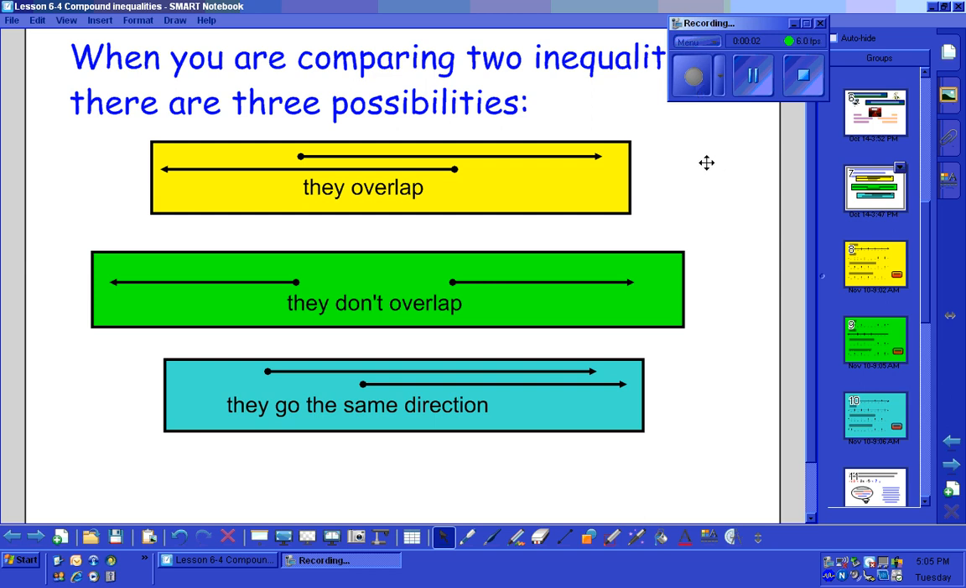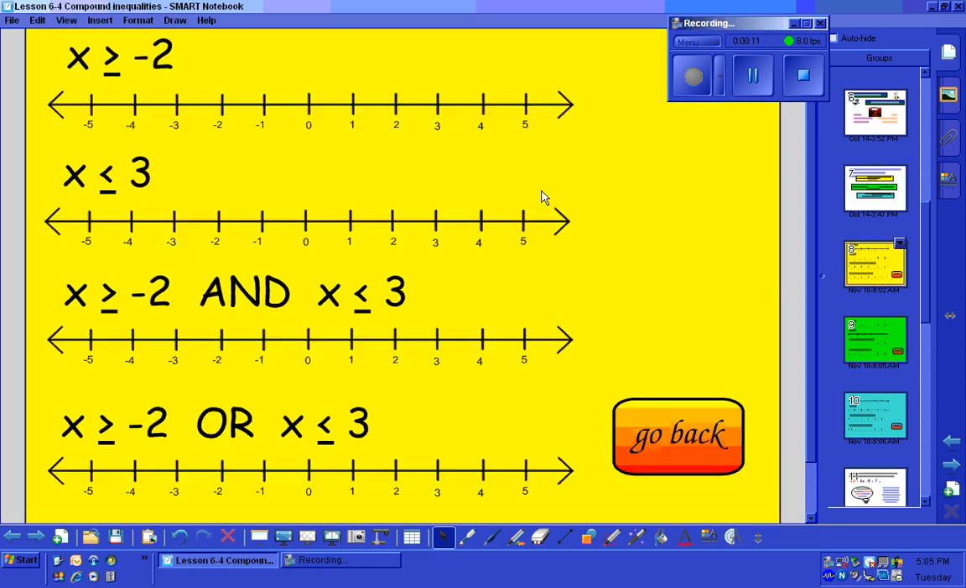When you're comparing two inequalities using the words "and" or "or," there are three possibilities. Possibility number one, the two lines could overlap. Let's graph x is greater than or equal to -2. Our graph starts at -2 and we shade to the right. Let's graph x is less than or equal to 3. And here's our graph of that.